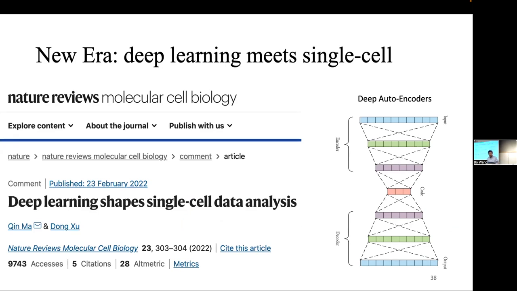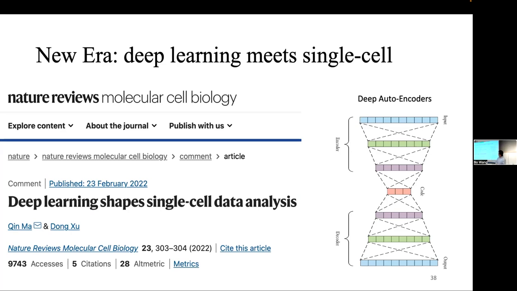So one natural question, as a computational scientist, is: can we use deep learning to learn representations for single cells? The answer is yes. In fact, we already have so many deep learning papers on single cells. There is already a review paper summarizing this field in a Nature Reviews journal, called Deep Learning Shapes Single-Cell Data Analysis. And if you look at those papers, 99% of them use the same type of architecture called the deep autoencoder, or VAE, variational autoencoder, something like that.